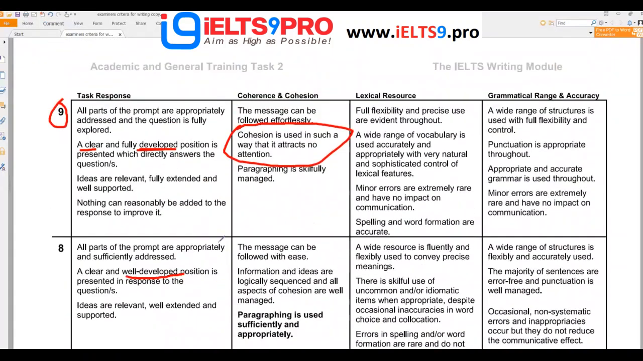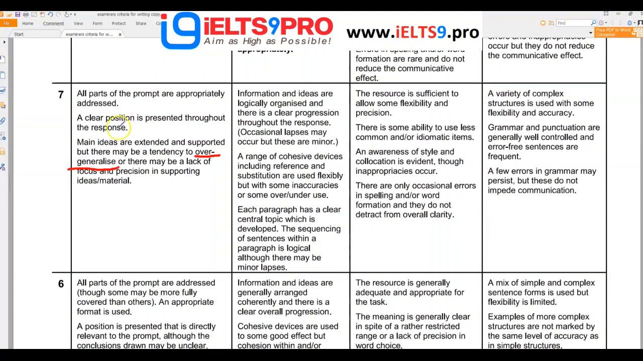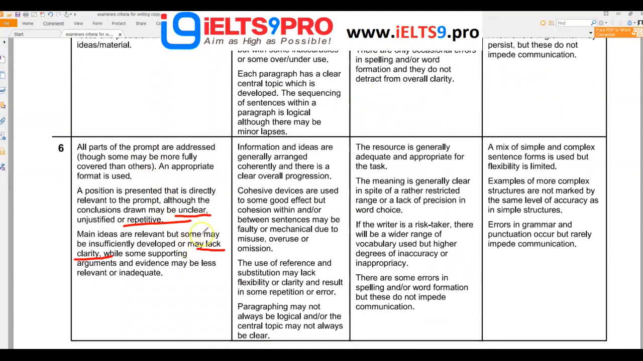So let's have a look. Task response. I would say 6 is quite fair for task response. Insufficiently developed. Some supporting arguments may be inadequate. Simply saying somebody should do this without explaining why is not an argument. It's simply a statement.